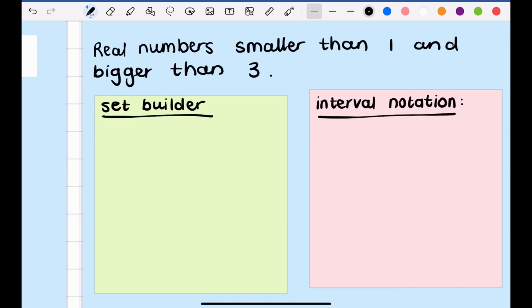The last one you're supposed to be able to do is one that has a split interval. So read the following with me. Real numbers smaller than 1 and bigger than 3. Quickly read that and think, where would you place this on a number line? What does this look like?